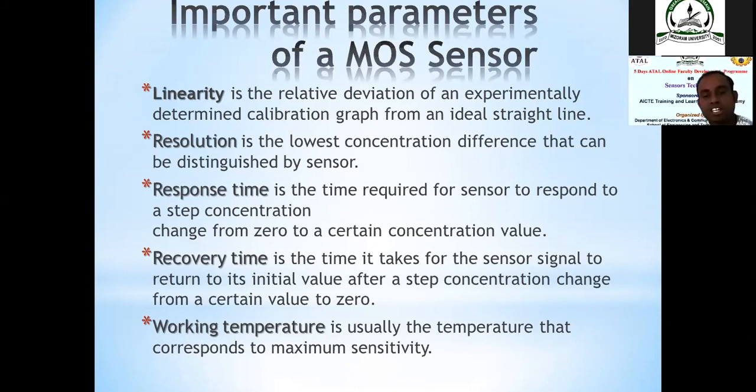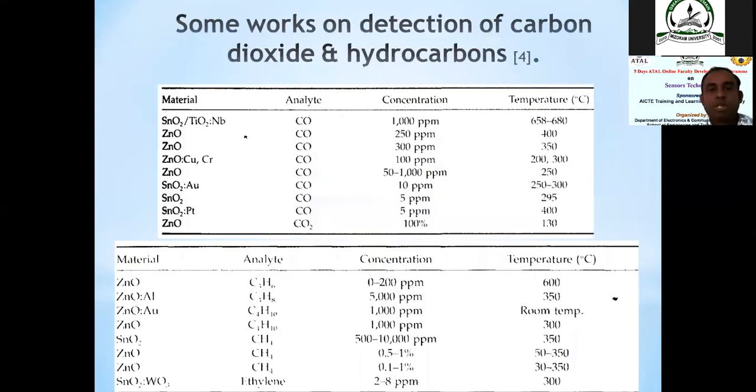The working temperature is usually the temperature that corresponds to the maximum sensitivity. So at what temperature it is giving you the maximum sensitivity is also important. Some of the already published results: you can see the material, zinc oxide or tin oxide, also in combination with other materials, detecting carbon monoxide concentration.